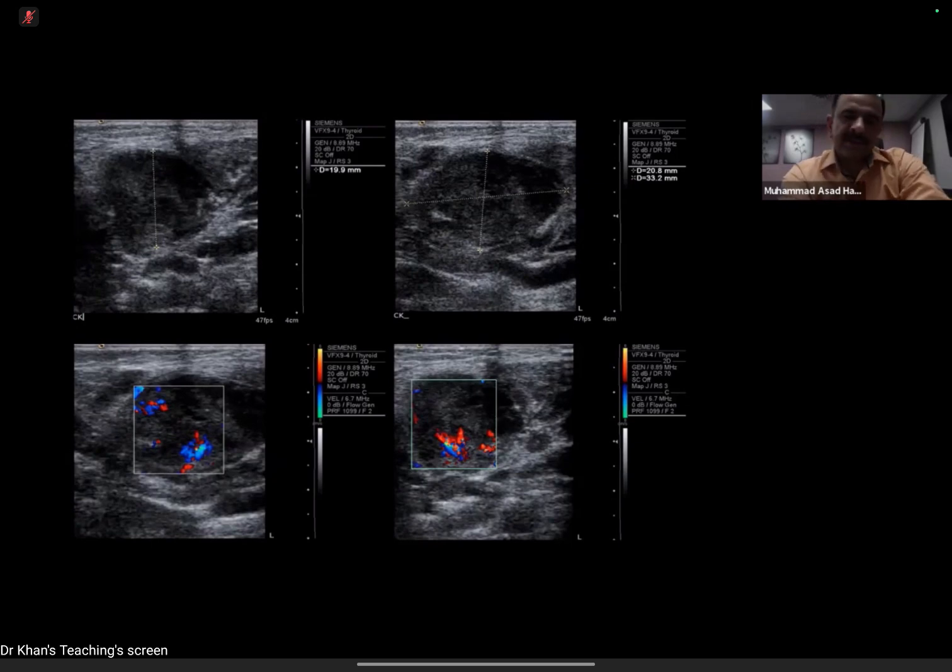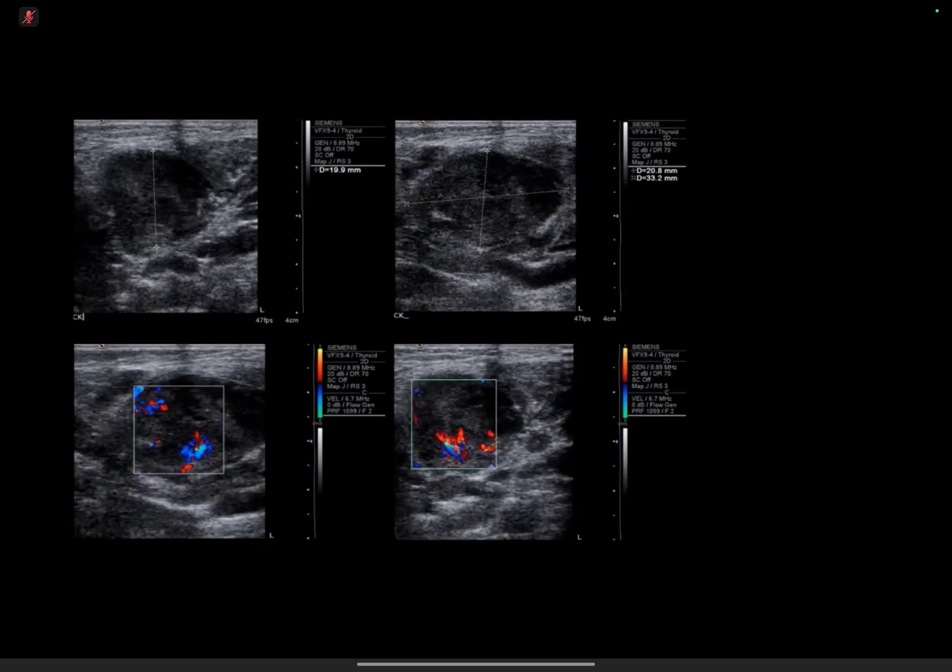Now, suppose this lymph node had retained the hilum, how would you have done the FNA? Which area would you have targeted? I would target the cortex, so the more hypoechoic area around the periphery.